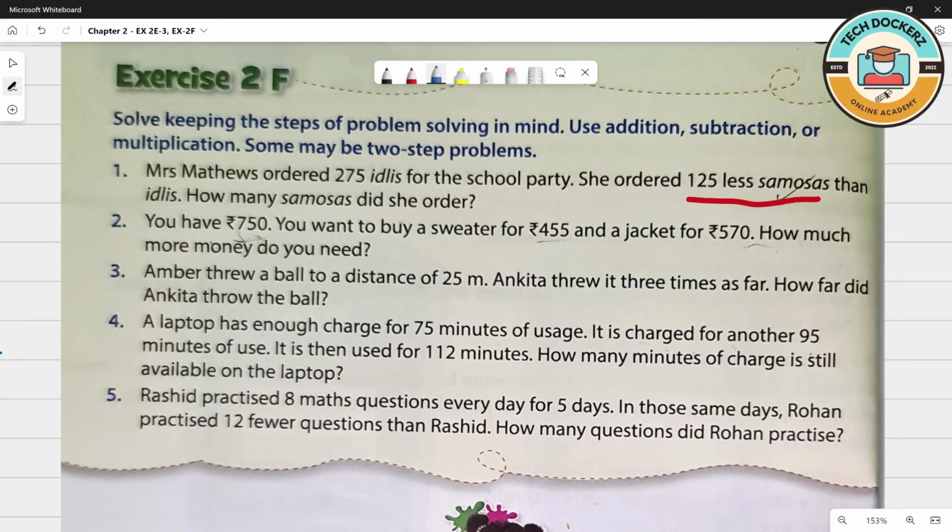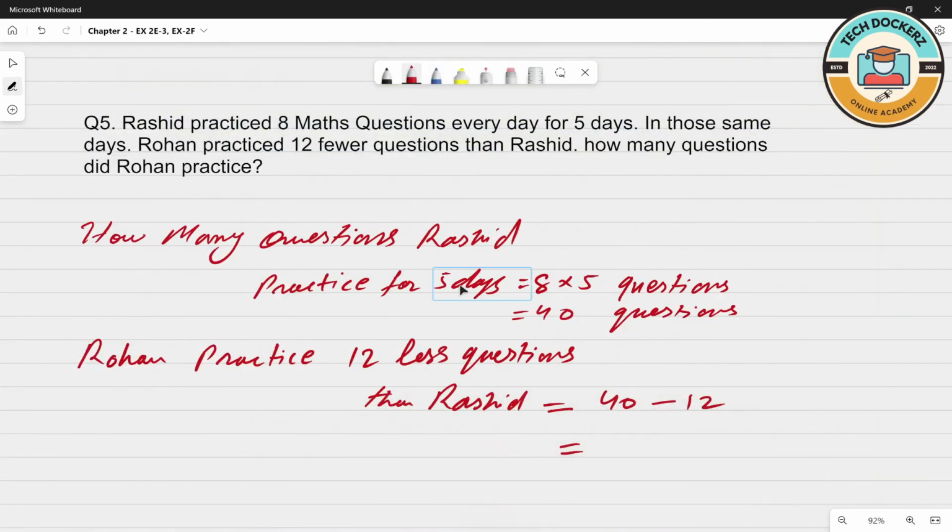Let's solve this question. So in this question, Rashid practiced 8 math questions every day. So for 5 days, how many questions did he practice? He practiced 8 5s, 40 questions. And Rohan practiced 12 fewer questions than Rashid. So Rohan practiced 12 less questions than Rashid. So we can subtract 40 minus 12.